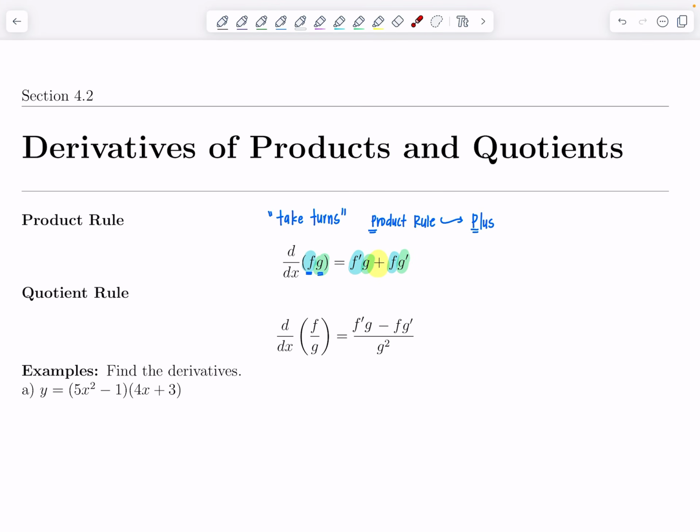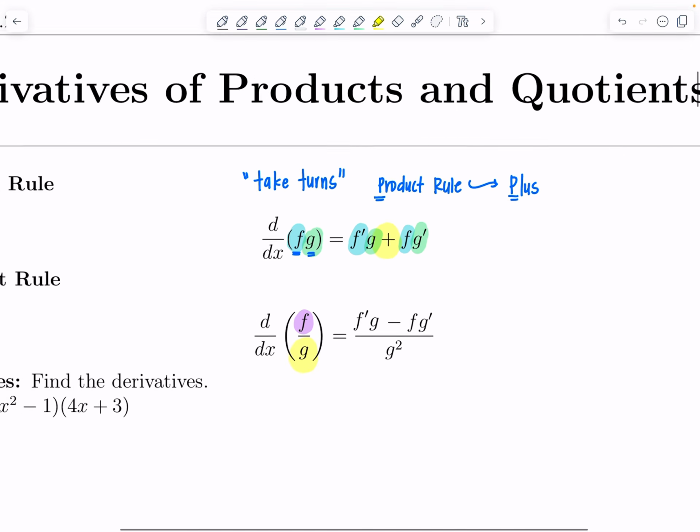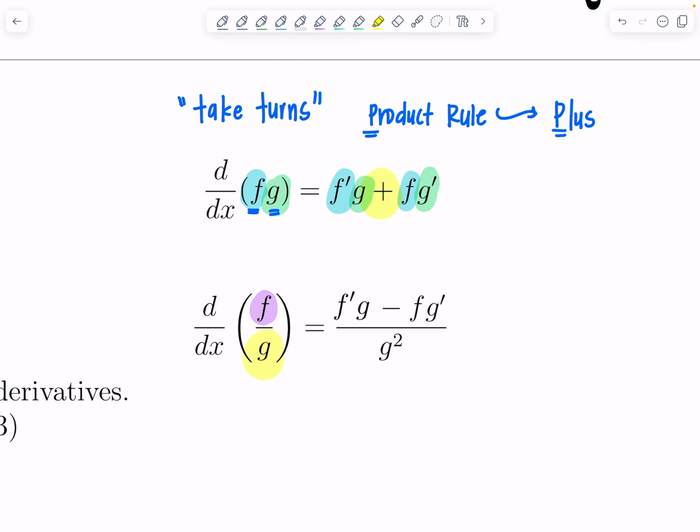Okay, next rule, a little bit more tricky because you have to pay attention to the order in which you do things, is the quotient rule. So here, if we're taking the derivative of a quotient of two functions, so we have f divided by g, the rule is as follows. You take f prime times g left alone, minus f times g prime, divided by g squared, not g prime, just g.